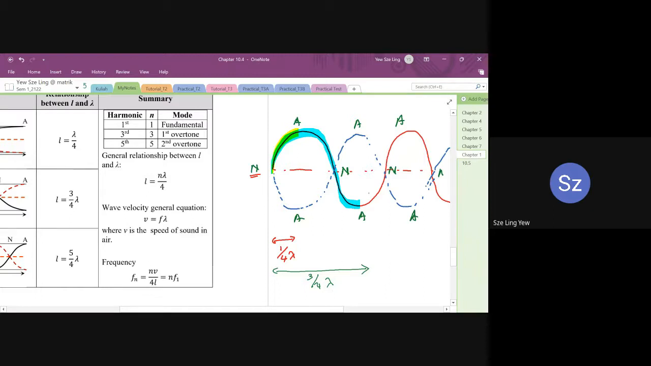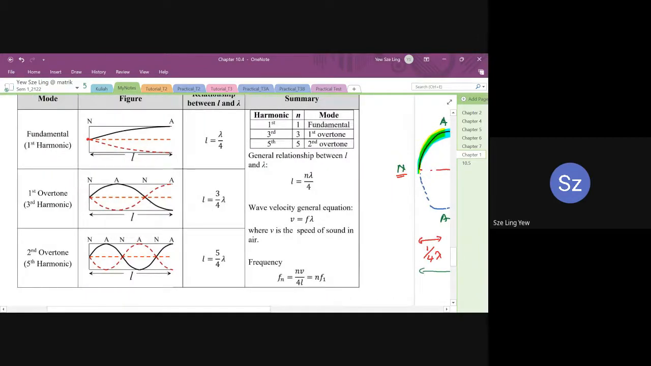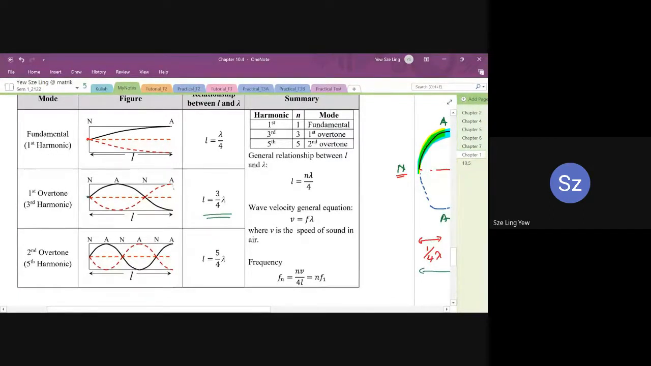We compare the general shape and then crop it and put it into our closed-end air column. That's why now we have a shape where L is equal to 3/4 lambda. This is the second time where we can obtain a node at one end and an antinode at the other end. We want to find a shape that gives us a node at one end and an antinode at the other. This is the second resonant frequency.